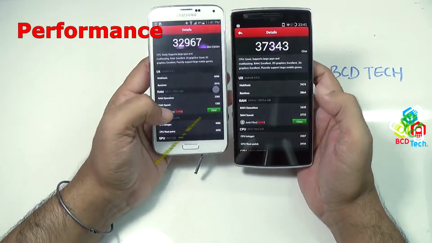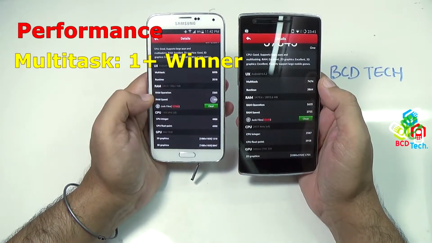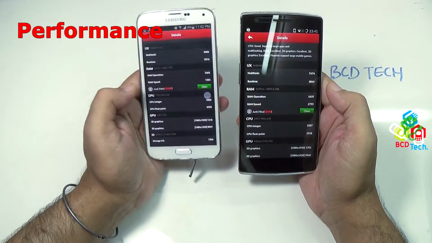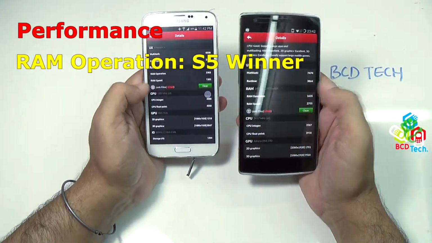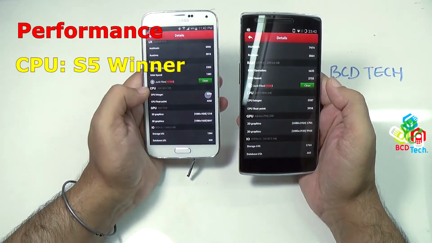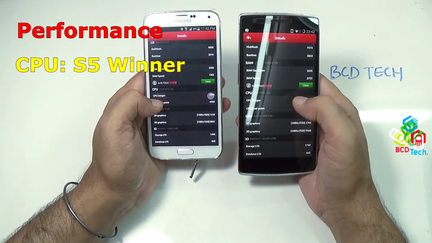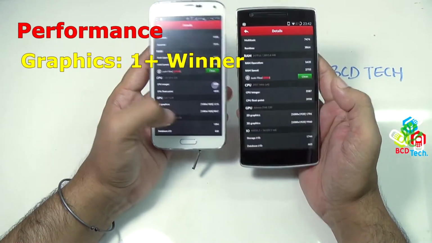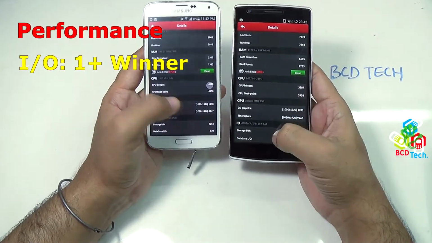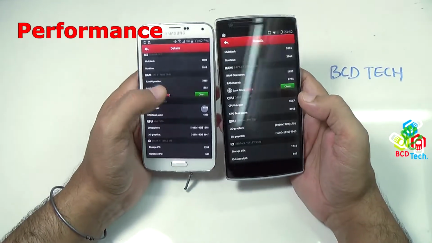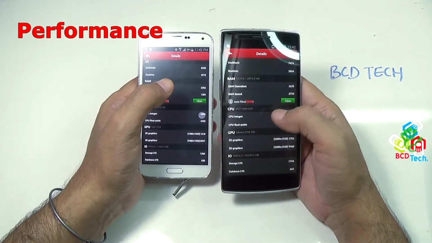As you can see, in multitask and runtime this OnePlus One is the winner, whereas in RAM operation, although this OnePlus One has 3 GB of RAM, the winner is the S5. In terms of CPU, as you can clearly see, the CPU of this S5 is much faster than this OnePlus One, and in terms of graphics, OnePlus One is the winner, and in IO again this OnePlus One is the winner. So you can clearly see that in some terms this S5 is the winner, and in some cases this OnePlus One is the winner.